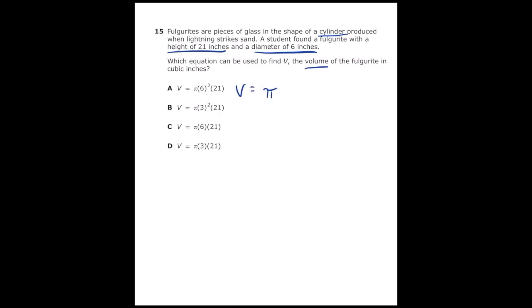So the formula for volume of a cylinder is pi r squared times height. And they tell us that the height is 21, and they give us that the diameter is 6. But we don't want the diameter, we want the radius, which is half of the diameter, so our radius is going to be 3. From there, we just have to plug in our numbers to the equation. So we're going to have pi times 3 squared times 21, and if we check our answer choices, we should get letter B.